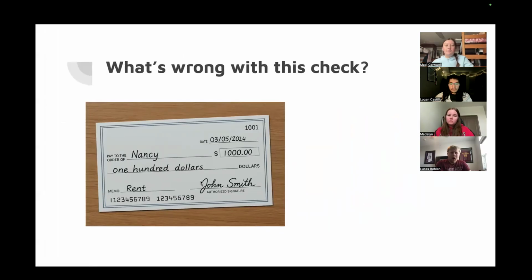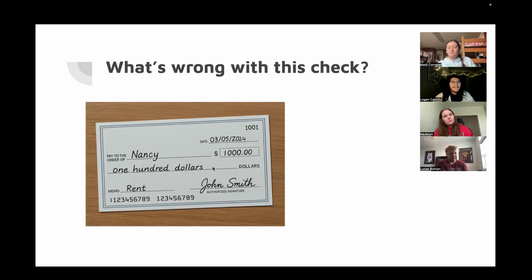Okay, now we're going to take a look at this check. There are a few things wrong with it. Can anyone point out one of them? It's $1,000 instead of $100. Yes, that's one error. Correct. The last name on the pay to. Yes, those are both what's wrong.